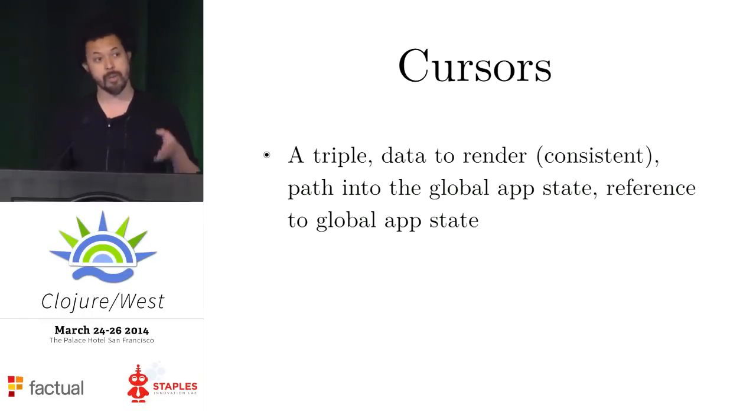It's very close to zippers and to some degree functional lenses. But basically, a cursor is simply a wrapper around one of the ClojureScript collections, right? It provides exactly the same API as the collection, but internally it's a triple. It's a consistent snapshot of your app, plus a path, like where does that data live in the global app state, and a reference to the global app state, an Atom in Ohm, so that a component can update the part of the app state that it cares about.